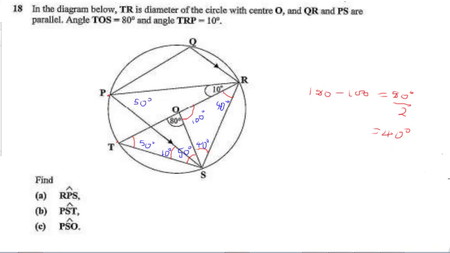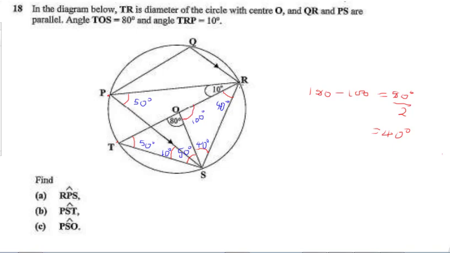Do you understand how we've gotten the 50? If you haven't understood, let me just go through that again. One of the properties we talked about when we were learning circle theorem is that an angle at the circumference of the circle coming from the same point as an angle at the center of the circle.